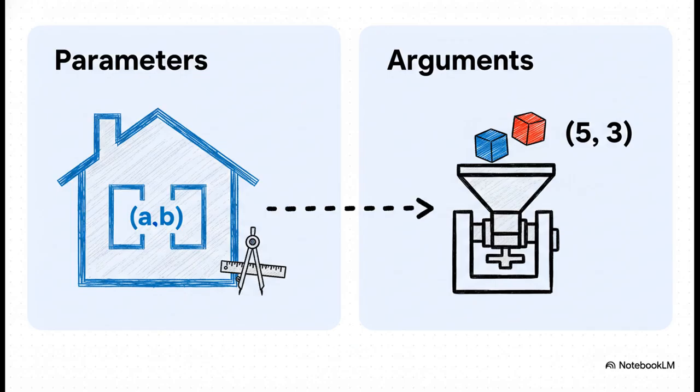So think of it this way. When you define a function, the parameters, like a and b on the left, they're just placeholders in the blueprint. But when you actually use the function, the arguments, like the 5 and 3 on the right, those are the real materials you're passing in to get the job done.